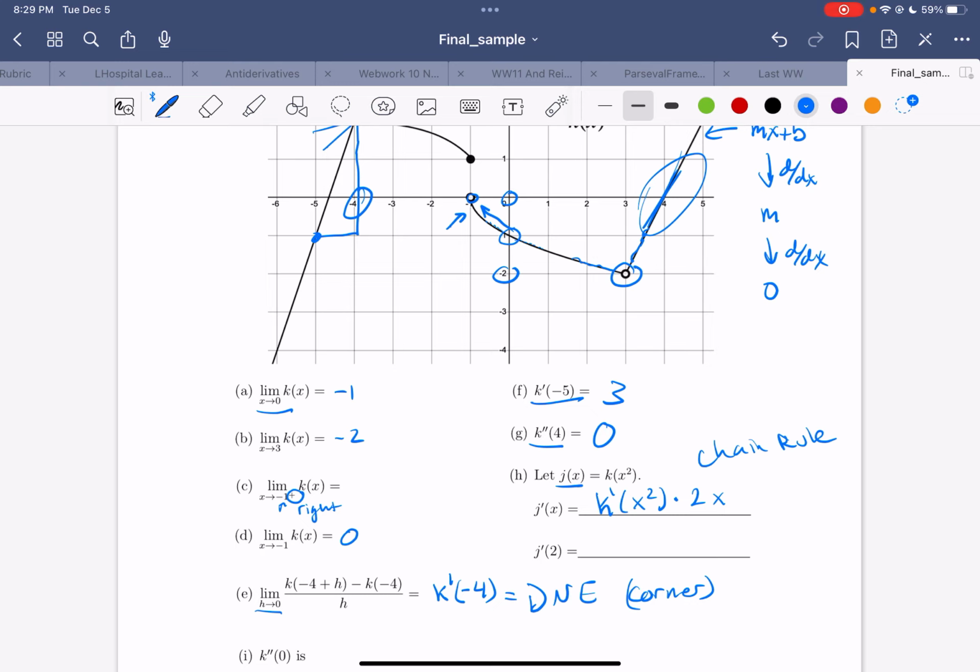All right, so now let's plug in 2 for x. So what we're looking for is k prime at 2 squared, which is 4, times 2 times 2, which is 4.